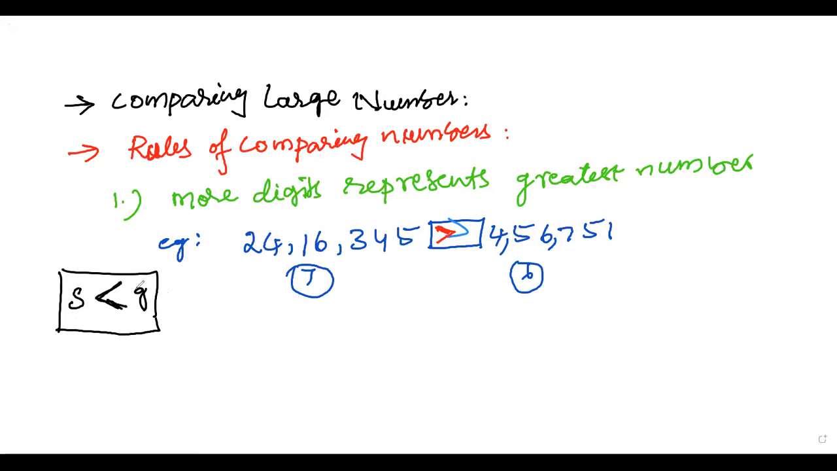What is the name of the symbol, let us learn later on. First of all, we should have a minimum knowledge that the greater value is always towards the open side of the symbol. This is one example. Rule number 1: more digits represent the greatest number. Now rule number 2.